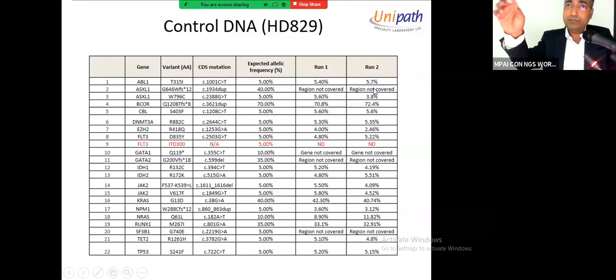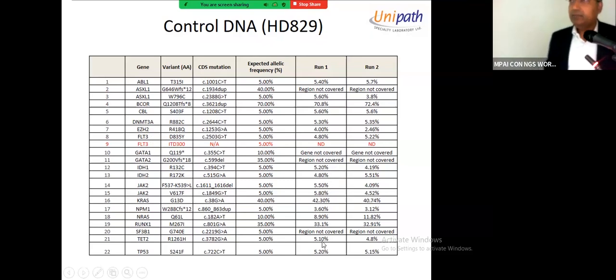With all the panels from Thermo Fisher, ASXL1 is not covered. P380D, this is a 300 base pair insertion. It is not covered here and not covered here. So 300 base pair for sure, not covered in this assay. Some of the regions are not covered. So apart from this, all the things are as per the expected allele frequency.